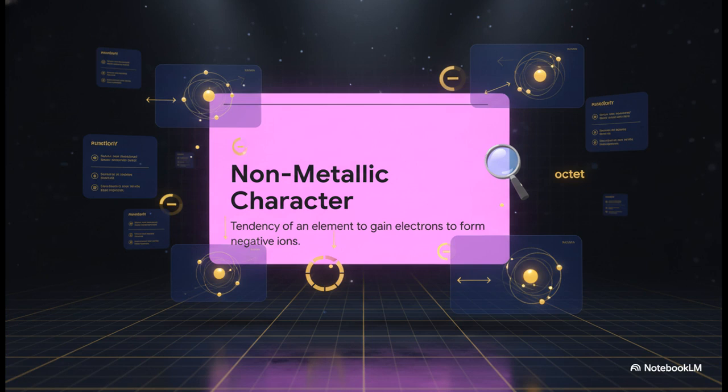In direct contrast, we have non-metallic character. Nonmetals are hungry. They've got 5, 6, or 7 electrons in their outer shell, and their absolute driving tendency is to pull in extra electrons to complete their octet. When they gain these negative electrons, they form negative ions, which we call anions.